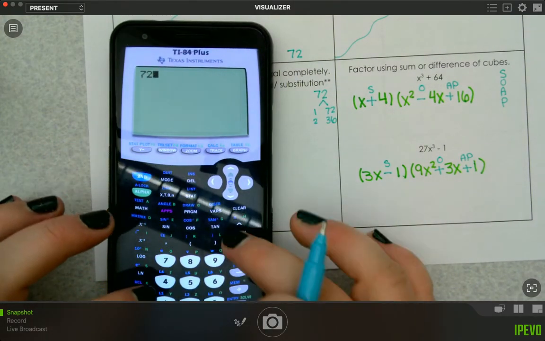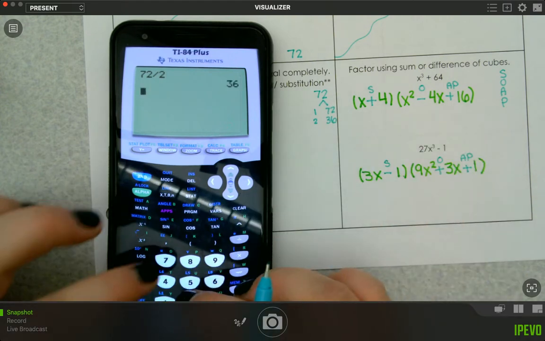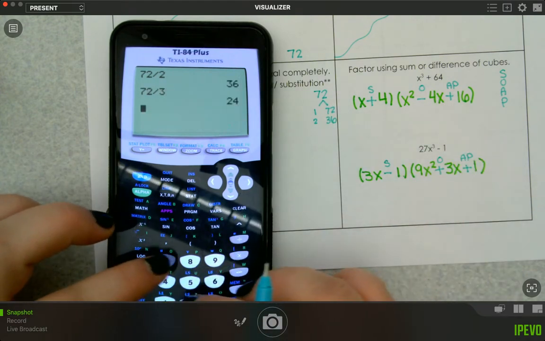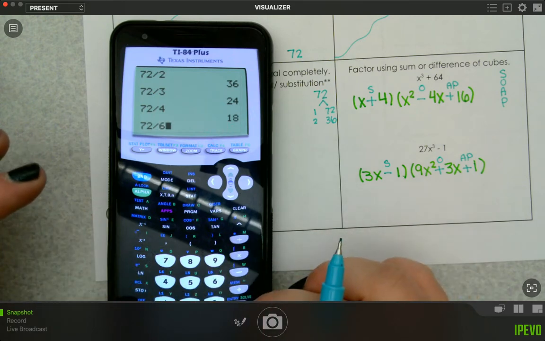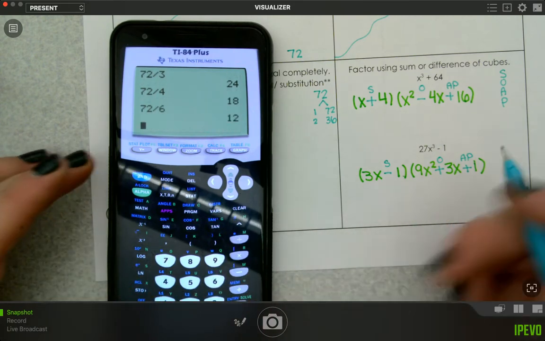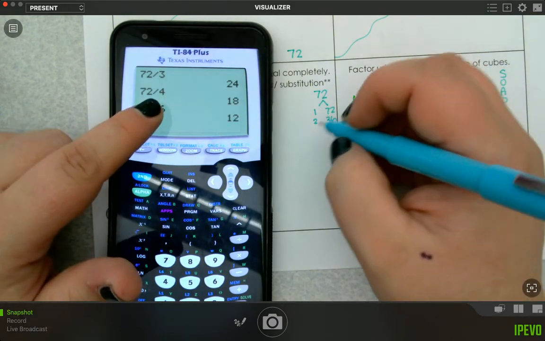72 divided by 2, 36. 72 divided by 3. I'm not even going to try 5 because I know it doesn't go into it because it doesn't end in a 0 or a 5.